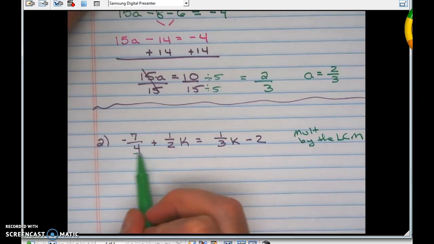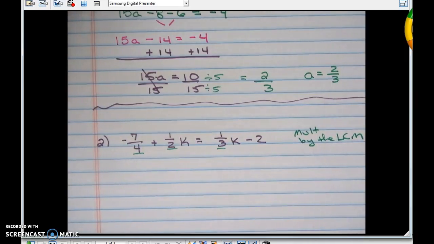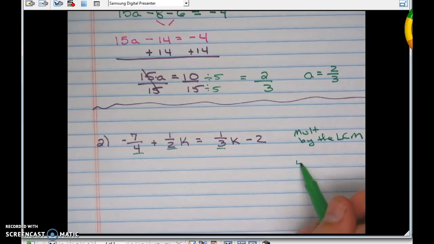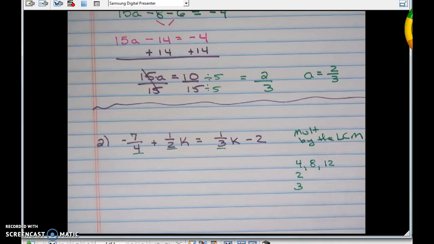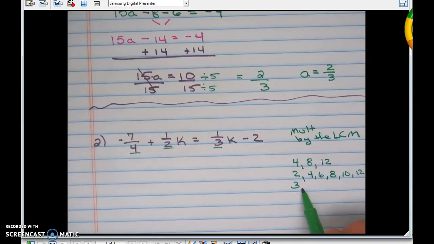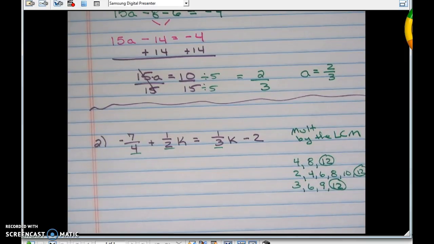The denominators are 4, 2, and 3. So you have to think, well, what numbers does 4, 2, and 3 go into? And if you have to, you can write 4, 2, and 3 down here, and then write the multiples of 4. So 4 times 2 is 8, 4 times 3 is 12. You can write the multiples of 2. 2 times 2 is 4, times 3 is 6, times 4 is 8, 10, 12. And you could do all the multiples of 3. 3 times 2 is 6, 3 times 3 is 9, 3 times 4 is 12. And your goal is to find one that they have in common that's the smallest number. So 12 is the least common multiple.